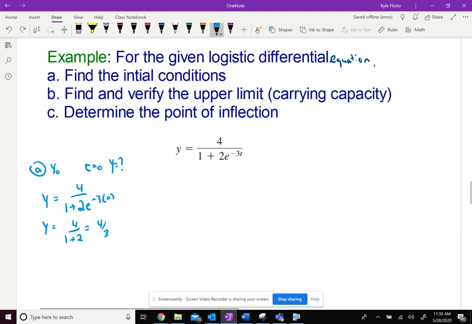It's not a whole number. If you were doing a human population, obviously you'd have something like a whole number. But in this particular model, with the numbers kind of what they are, the initial population is 4/3.